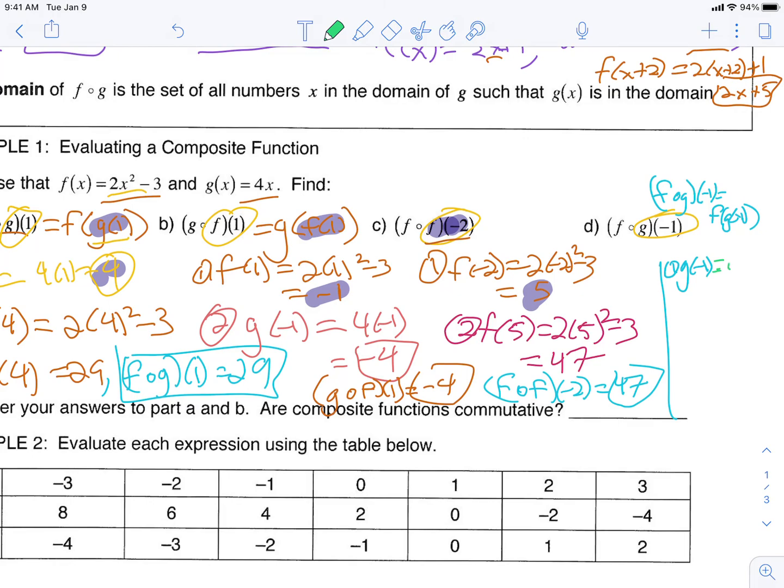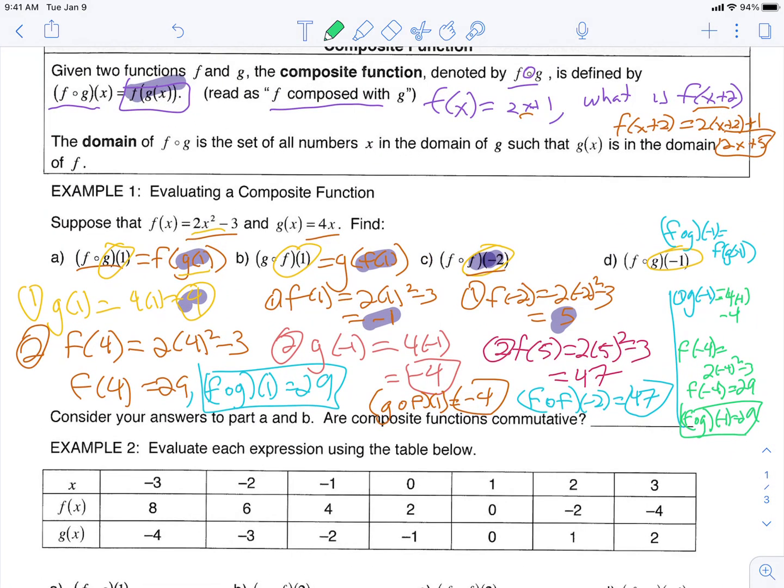So g of negative 1 is 4 times negative 1, which is negative 4. And now we find f of negative 4. So that's 2 times negative 4 squared minus 3. f of negative 4 is 29. Or in other words, f of g of negative 1 is equal to 29.